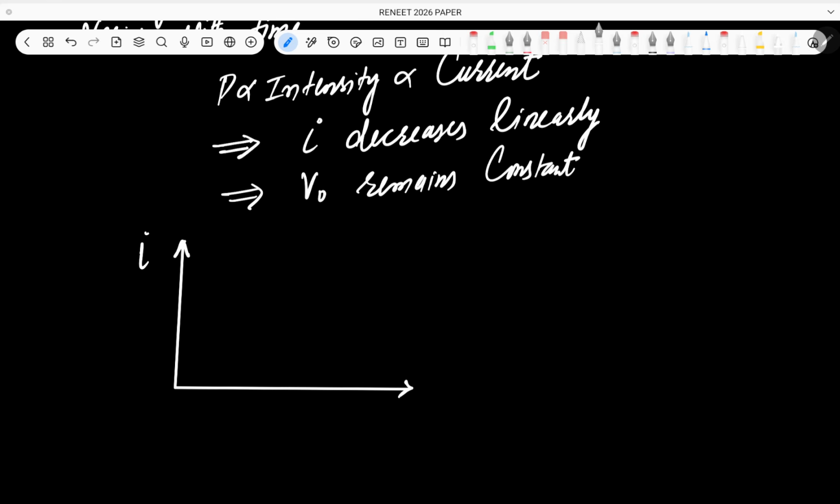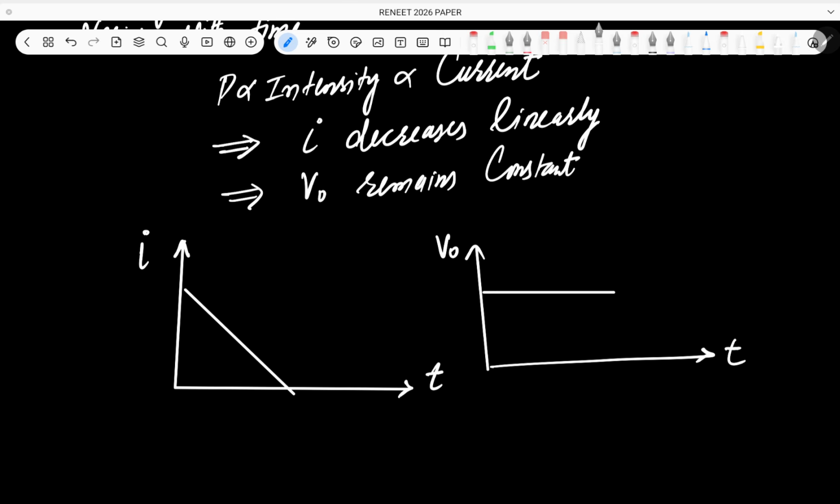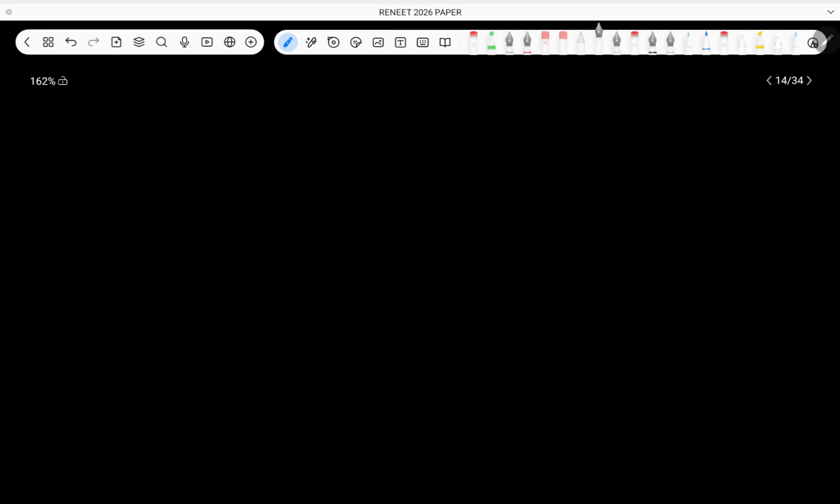If you plot current versus time, there are 4 different options given to you. The current versus time graph will decrease linearly with time. And the stopping potential with respect to time will stay constant, so this is the graph. Okay, let's move to another question.